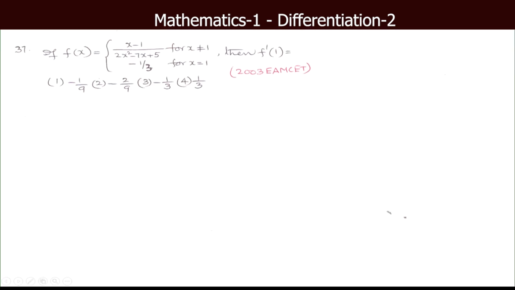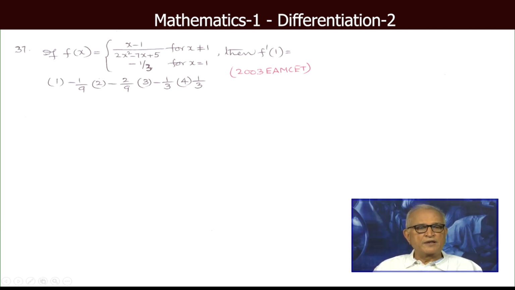f(x) is given to be (x - 1)/(2x^2 - 7x + 5) whenever x is not equal to 1. And the value of the function f at x equal to 1 is defined to be -1/3. What is f'(1)? See here, in respect of such questions where the function is split into more than one formula at some point of the domain, and you are required to find the derivative of that function, you have to appeal to the definition of the derivative. That means you have to form the Newton quotient for f at x equal to 1. Take the limit as x tends to 1, see whether the limit exists or not. If the limit exists, f is differentiable at x equal to 1, and the value of the limit is no other than the value of f'(1).